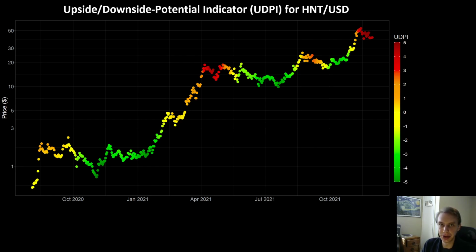Today I want to talk about a new risk indicator we just launched for Helium and its native token HNT.